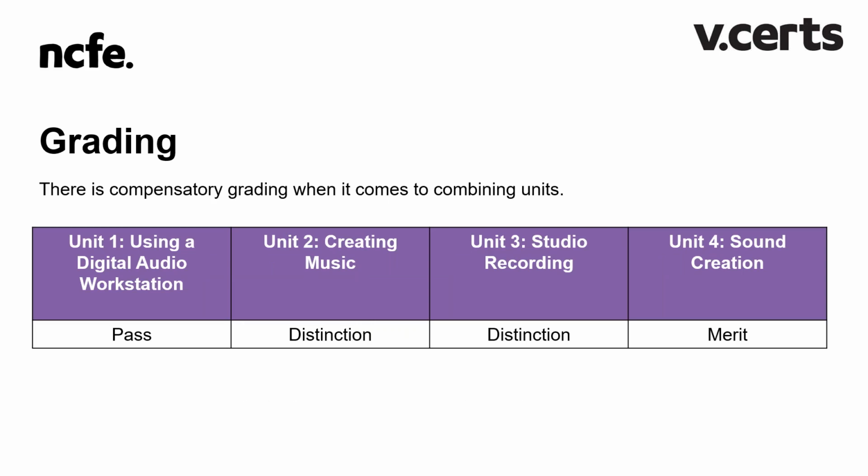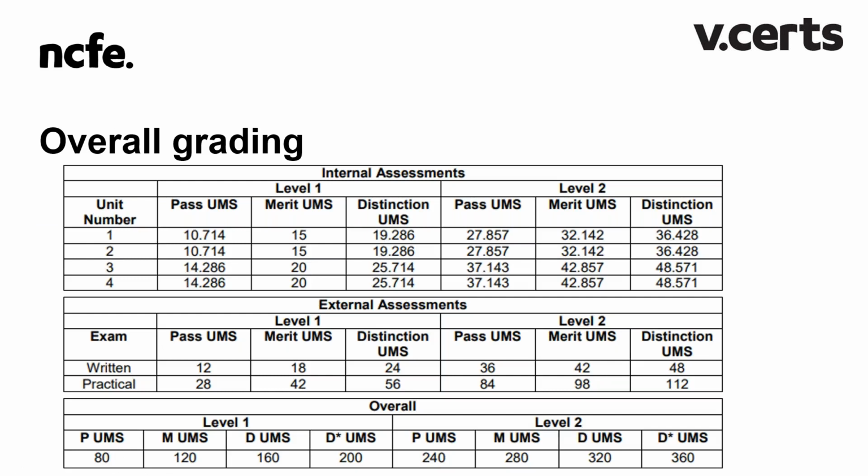When you have graded all the units, you can see there is a mix of grades achieved within the different units. The final grade won't be a pass, as there is compensatory grading when it comes to combining the units at the end and determining an overall grade. This is how the final grade is calculated, which can be found in the grading guide. UMS points are assigned for the different units, and the UMS points get added together for each unit and for the examined component. The total will tell you what grade the learner has achieved.